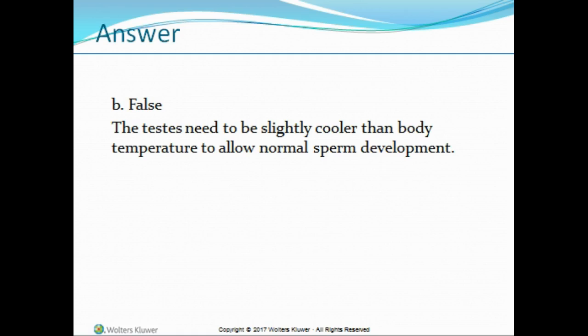So we tell men don't sit in the hot tub and boil your sperm, especially if I'm needing some of that sperm to get knocked up. I want it nice and cool.